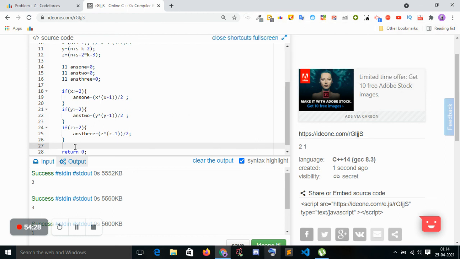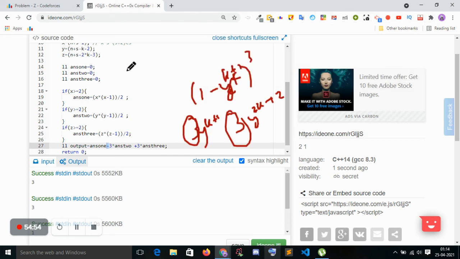Okay. So our output is equal to answer 1 minus 3 answer 2 plus 3 into answer 3. Okay. This minus is coming because when you do the cube of a minus b, this minus part will come with 3a square b, and this a square b is actually what we are getting.